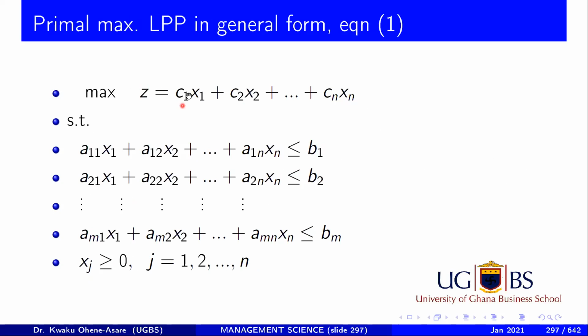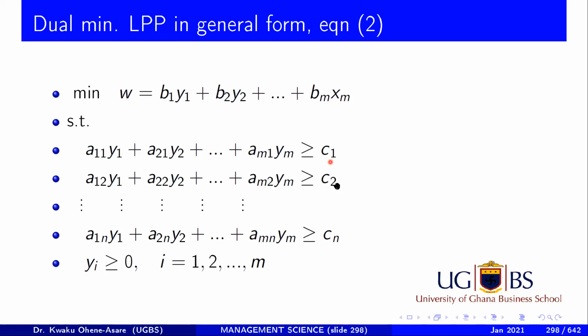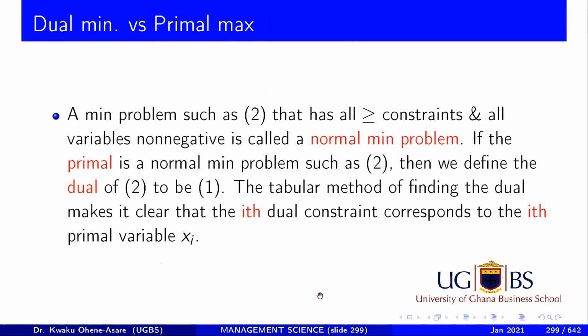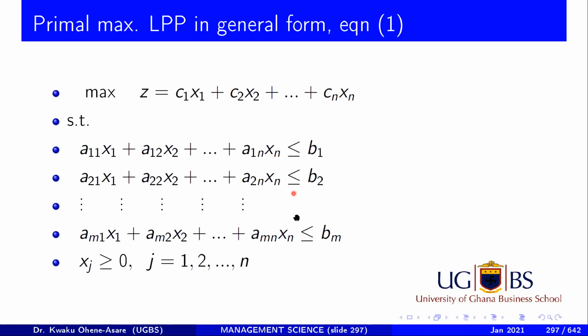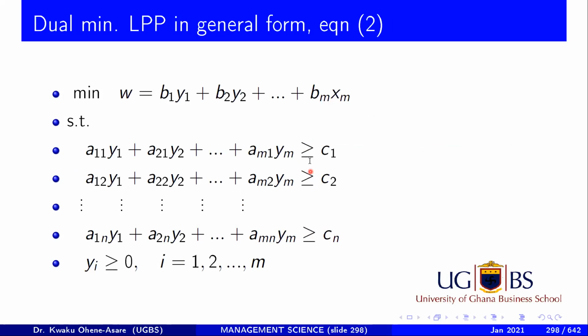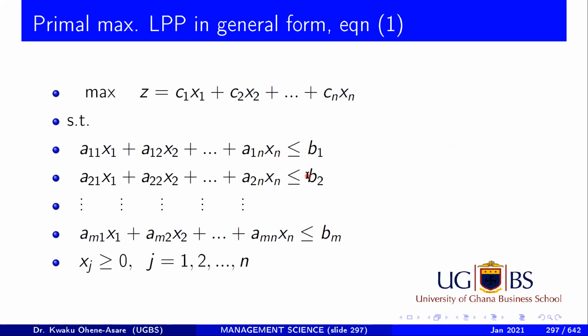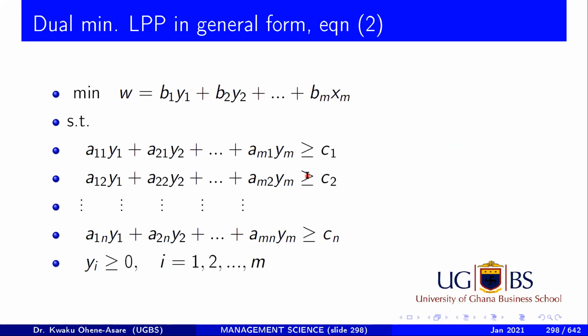And then the decision variables in the primal, the C1, the C2, will also become the right-hand side of the constraints in the dual. Another thing is that in the primal, you have less than most of the time. If it is a less than in the primal, it becomes a greater than in the dual. So that is the few things you need to know. And then, of course, the same non-negativity constraint will hold in both cases.